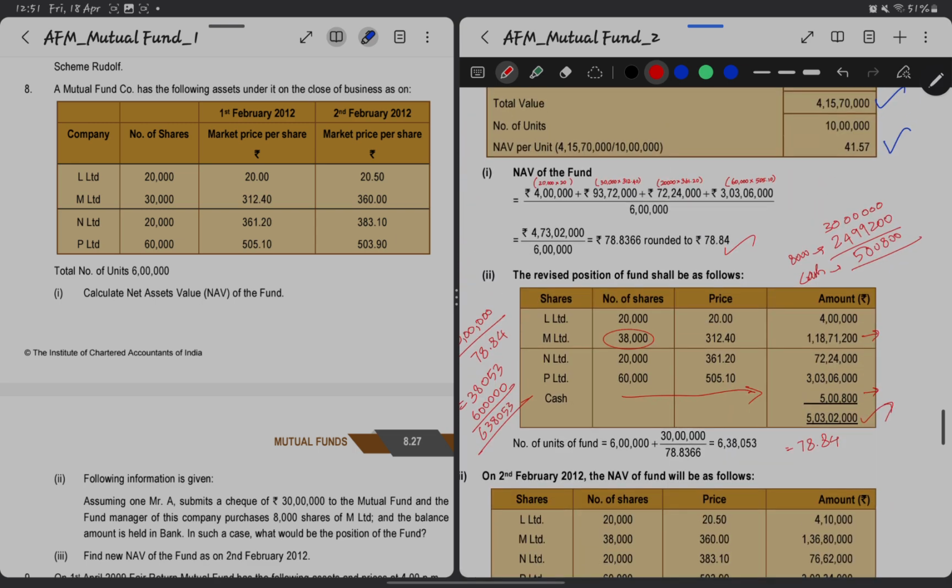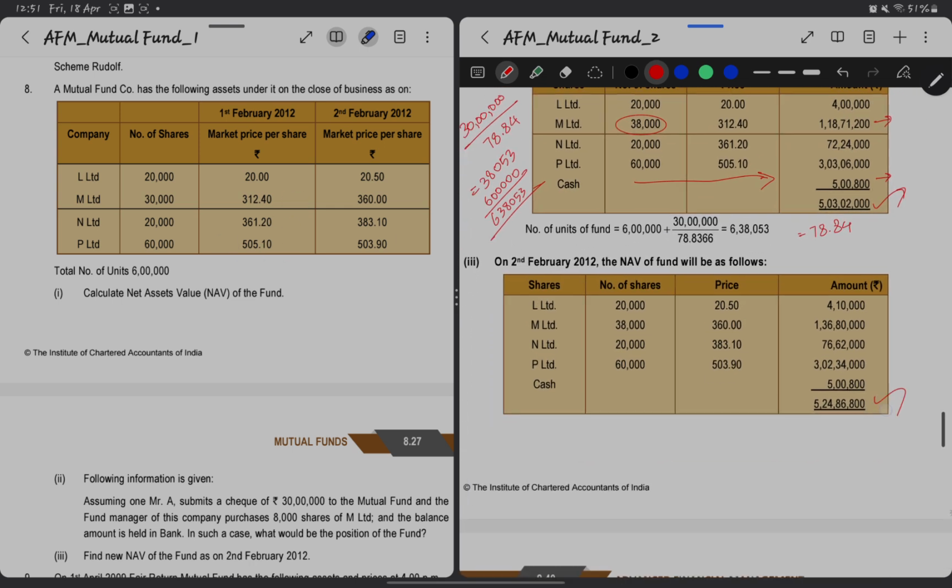But in the previous case, just some new assets got added with the existing same market price. Hence there is no change here.